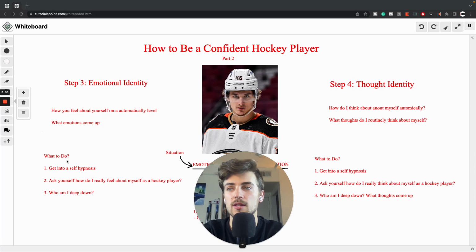If you can do both of these things by finding a good self-hypnosis thing, if I make one and post it, which I'm sure I will, so comment if you want a self-hypnosis tape that could actually get you into that state, then ask yourself, how do I really think about myself as a player, and who am I deep down, and what thoughts come up? Do these two things. Get clear on these things.